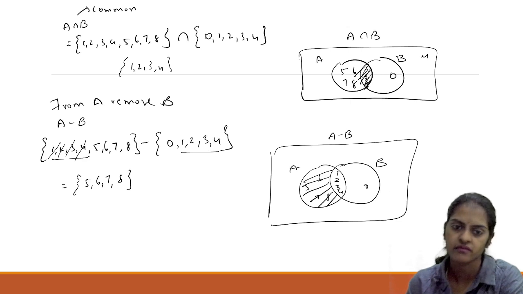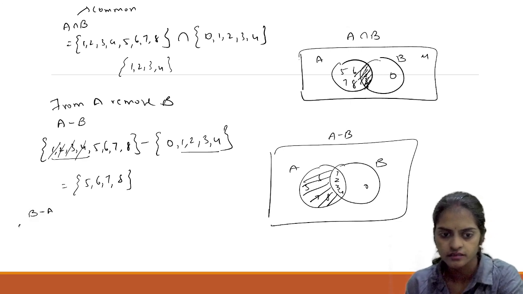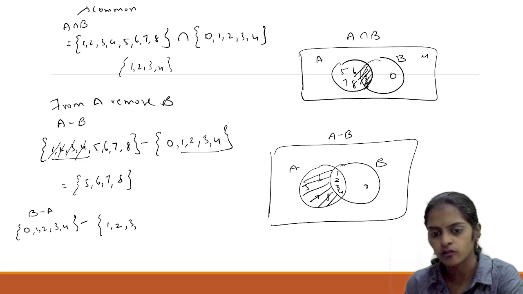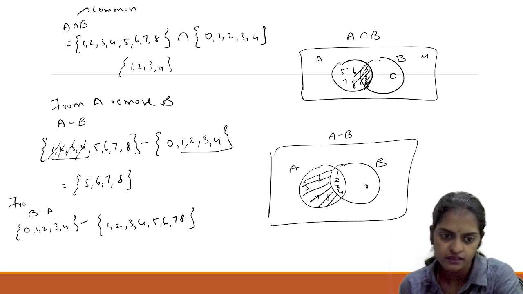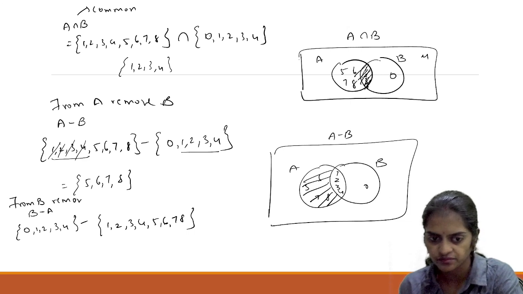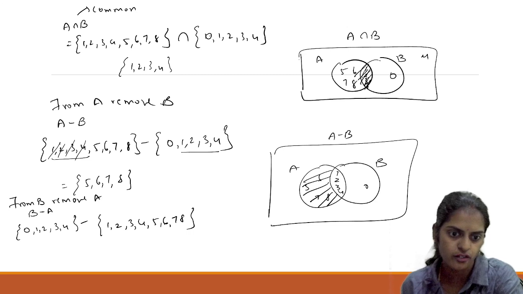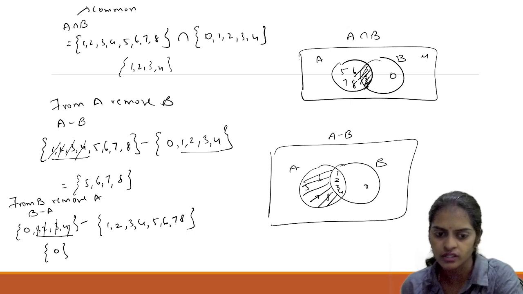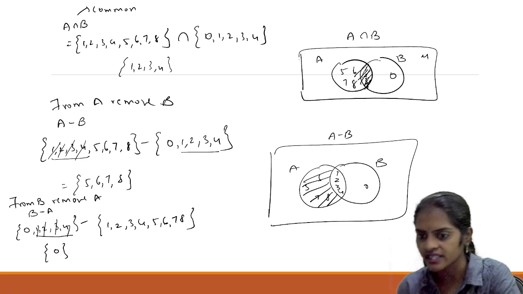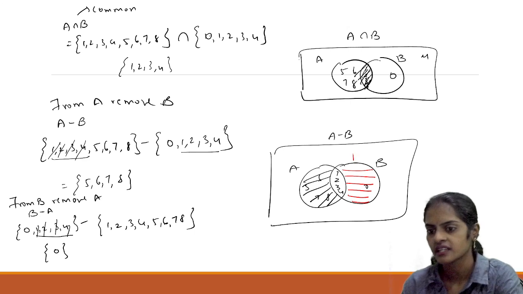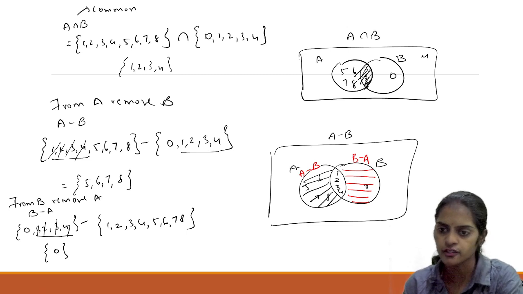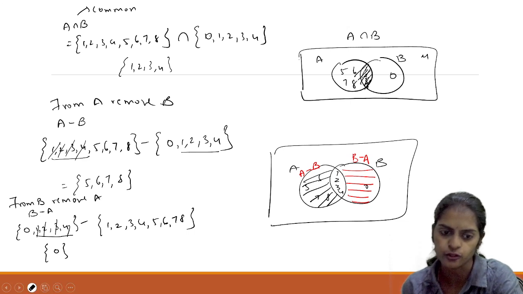so this is A minus B. Then how do you get B minus A? Any idea? B is 0, 1, 2, 3, 4. A is 1, 2, 3, 4, 5, 6, 7, 8. Okay. So from B, I should remove A. So that means the common elements I should remove. So from A and B common are 1, 2, 3, 4. So this I should remove from B. What is remaining? Only 0. So this is B minus A. So where is that portion? This is B minus A and this side is A minus B. Clear, children? So when they ask you to draw the Venn diagram, you can draw it separately, but just for your understanding, I told you like this.